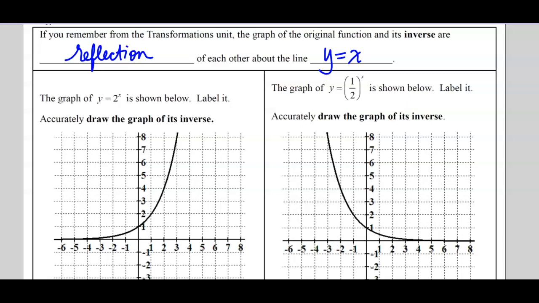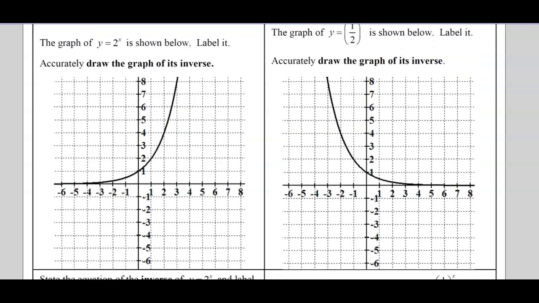So, the graph of y equals 2 to the x is shown. Okay, accurately draw the graph of its inverse. So think about things. In an exponential function, there is a horizontal asymptote. So if we take the inverse, what will be the asymptote in the inverse? If it's horizontal, then in the inverse it'll be vertical. Okay, so below we have that as our asymptote.